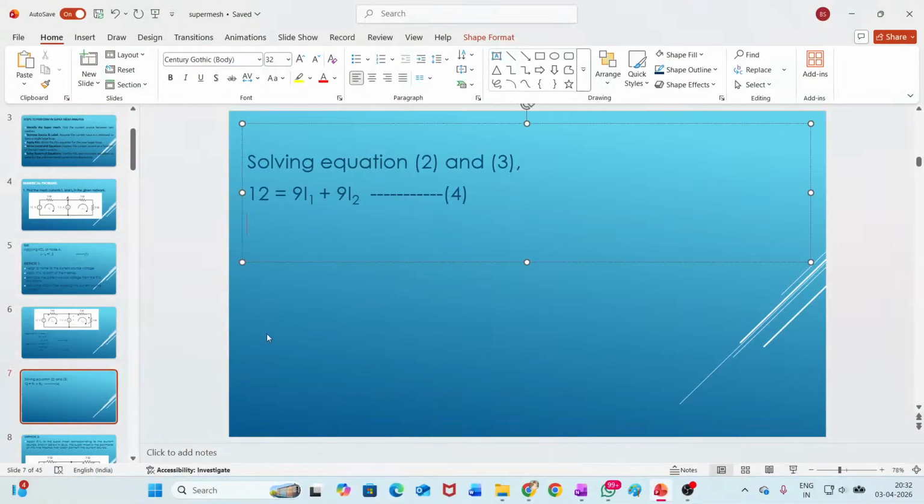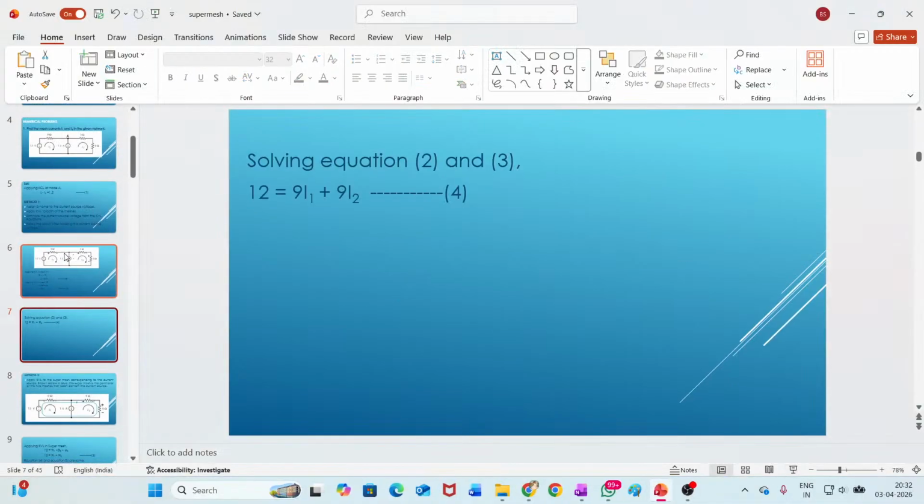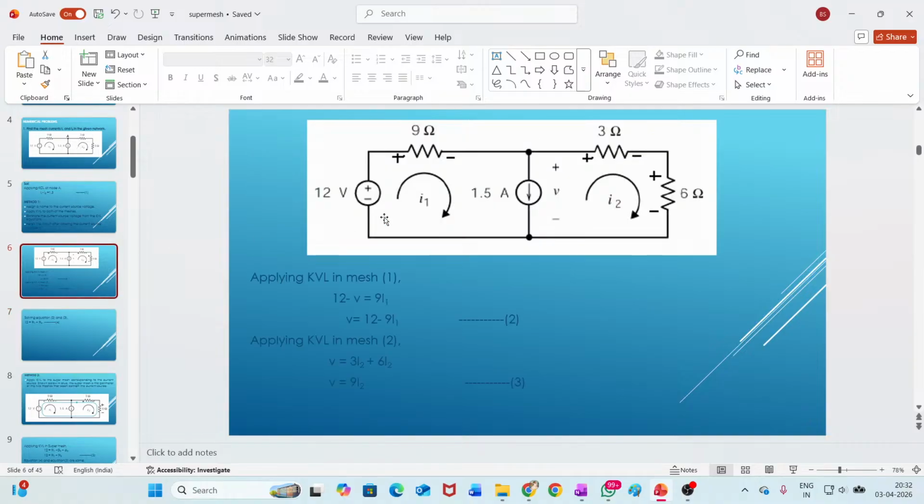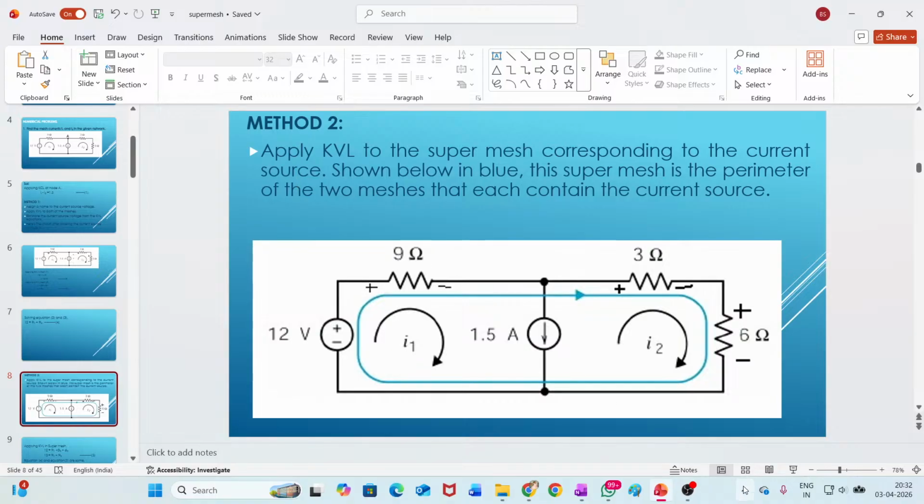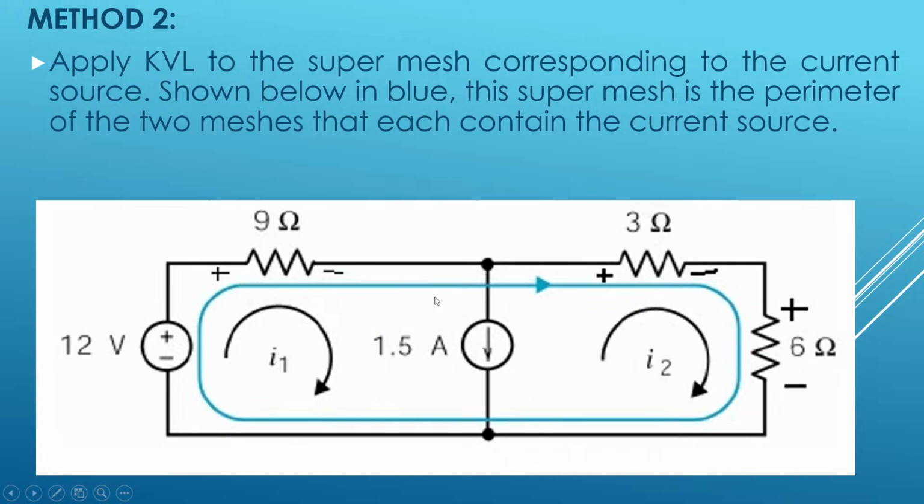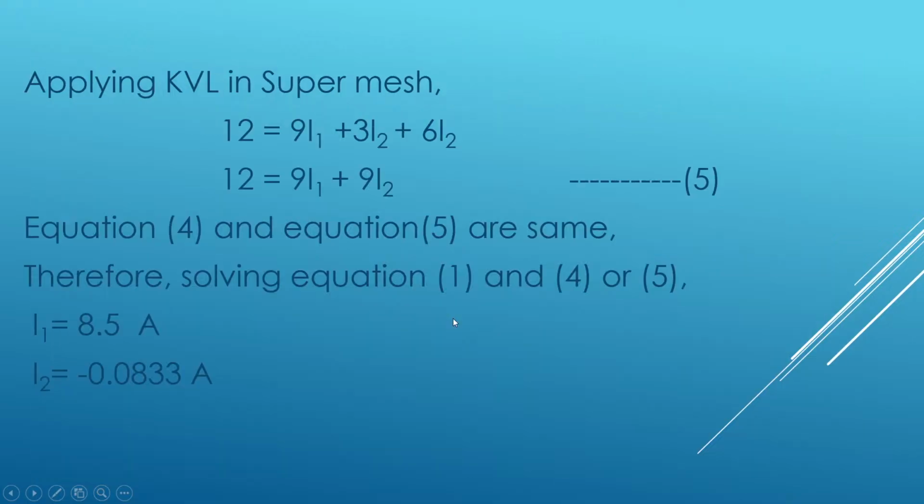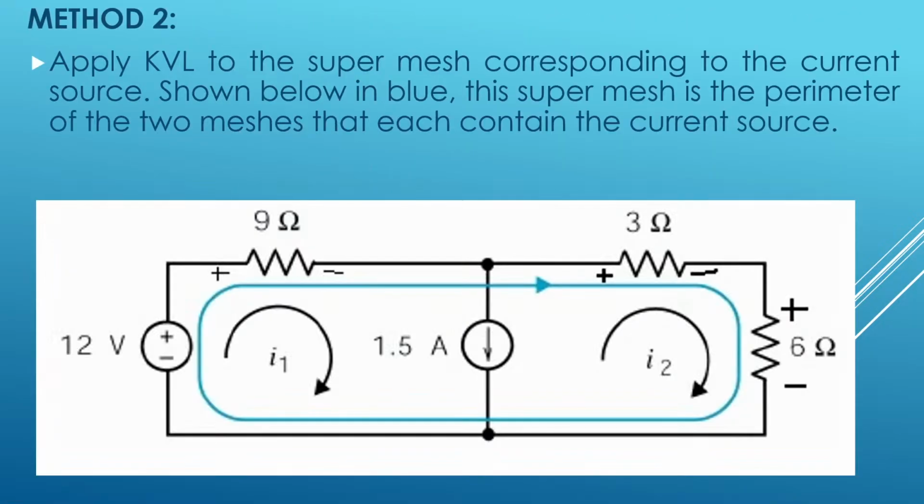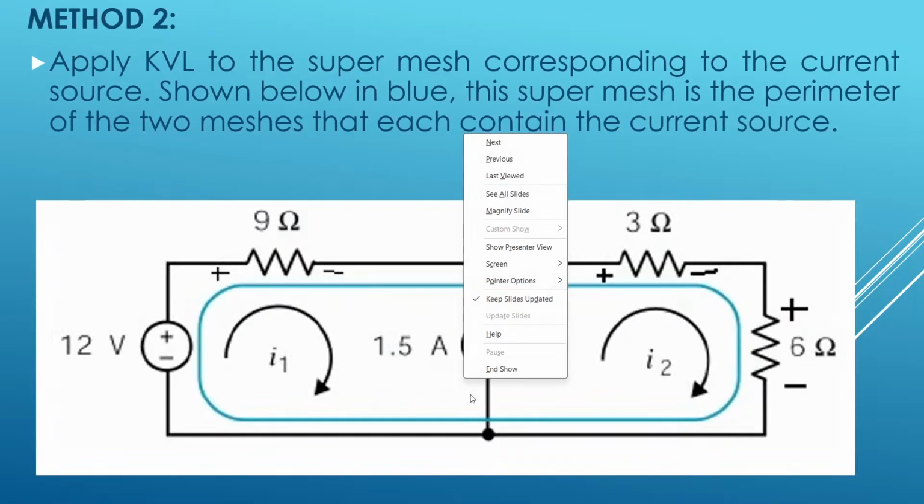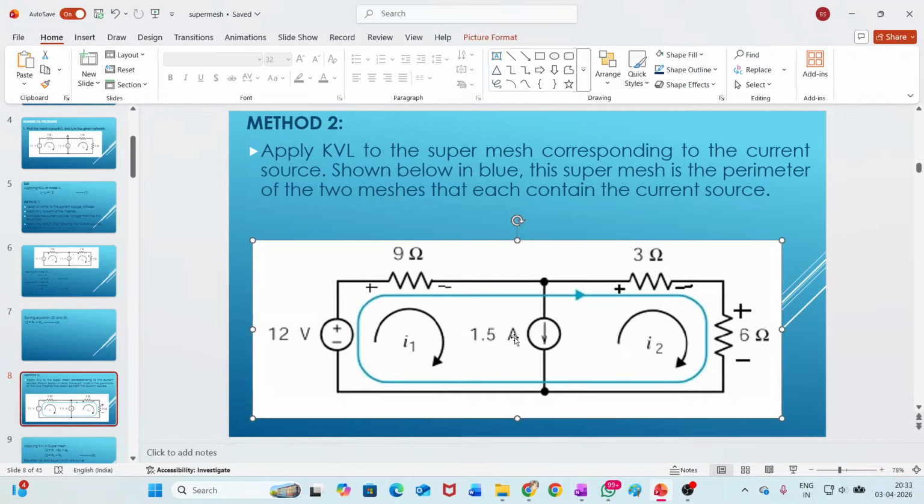So this was our method 1, in which we have assumed voltage V across the current source. Now let us go to one more method. In the second method, what we are going to do is remove the current source. So I don't have any other diagram in which I have removed it, so I will just remove it. Wait.